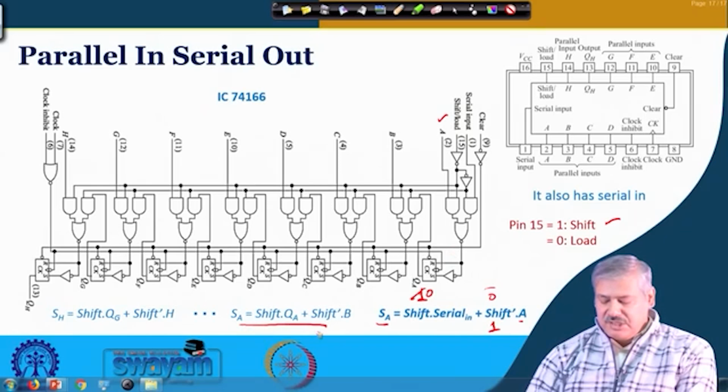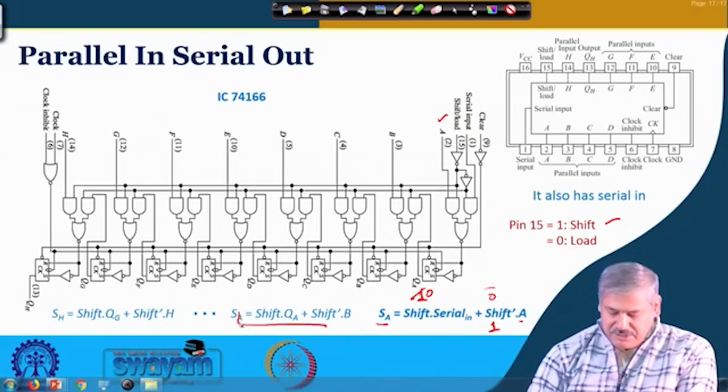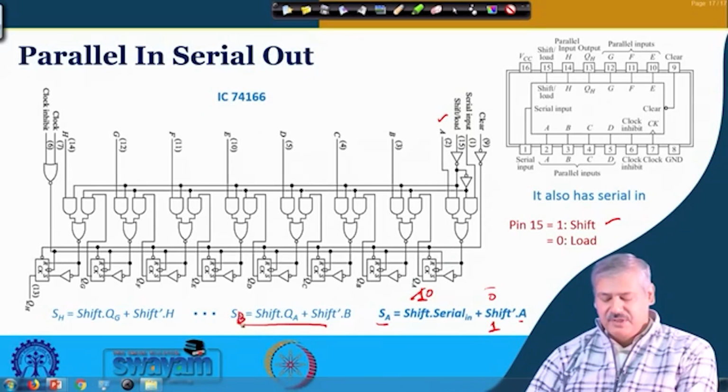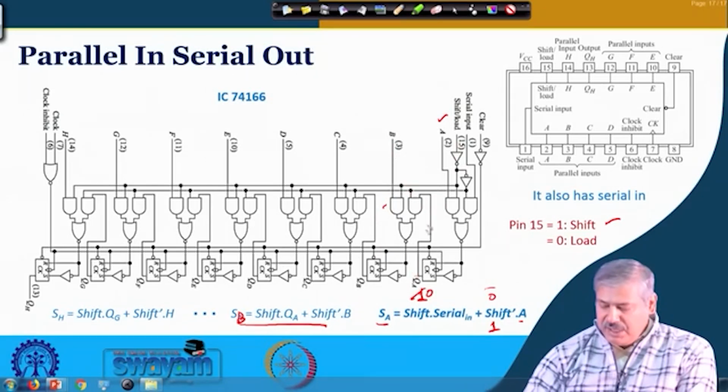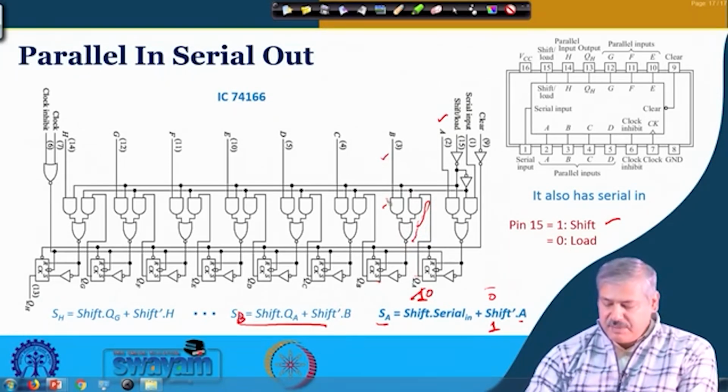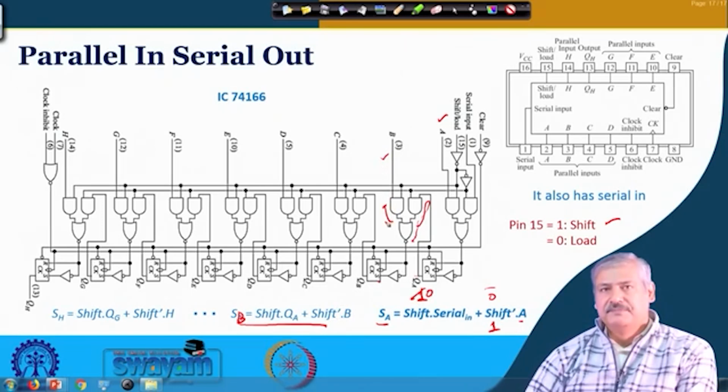Now, come to flip flop B. So, this is SB. Okay. What is happening at the input of it? Shift whenever it is 1. So this is the shift is equal to 1. So this thing. Okay. Then QA is coming to the input of SA, and when shift is equal to 0, B is coming to the input of SA.